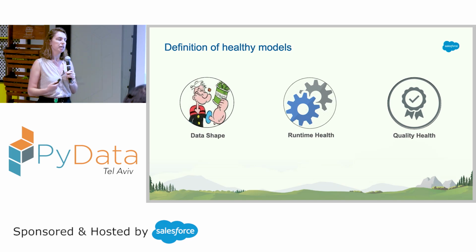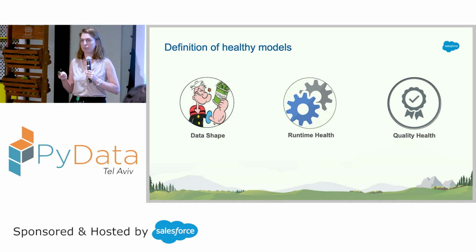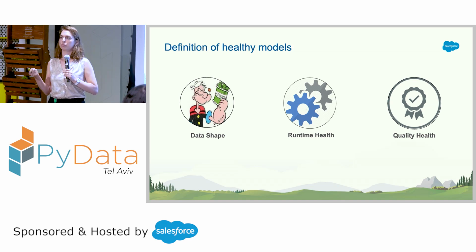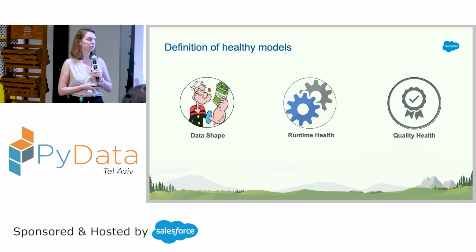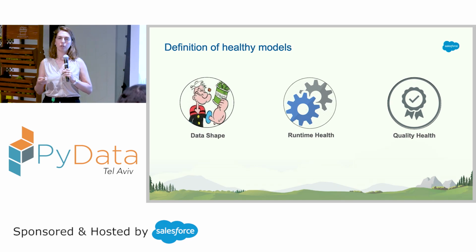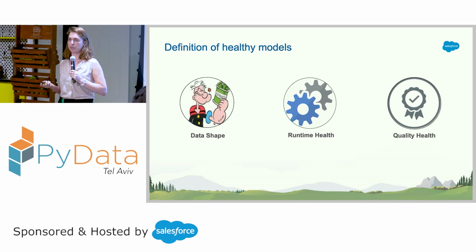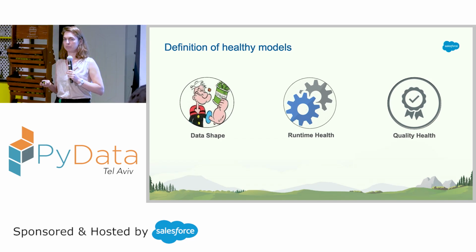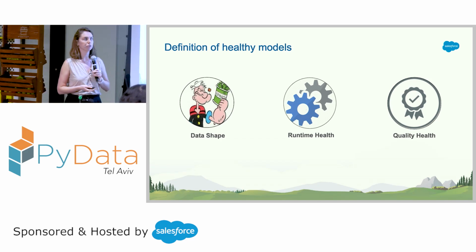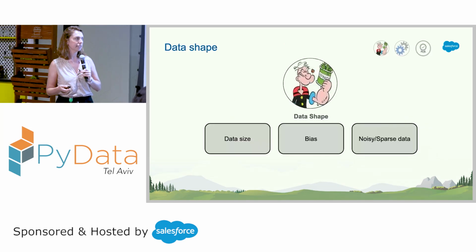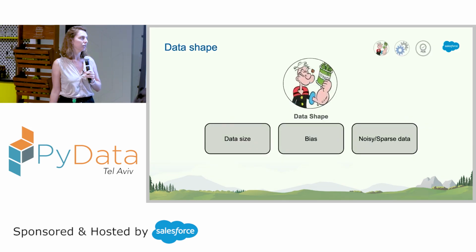The second thing is runtime health. Like every application in production, we want to see if there are errors in production and monitor them. The third thing is quality health. Here we're monitoring the quality of each model in production. So let's deep dive into each of the categories and see examples of metrics you can use.